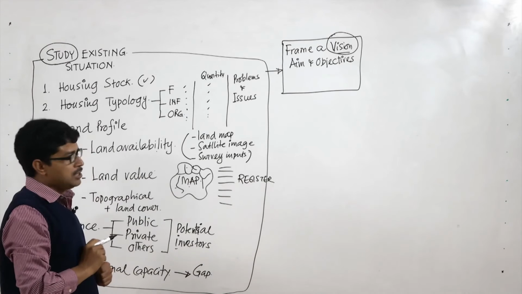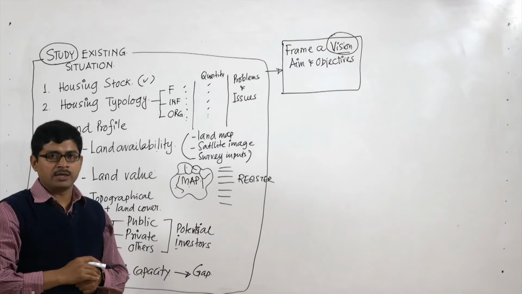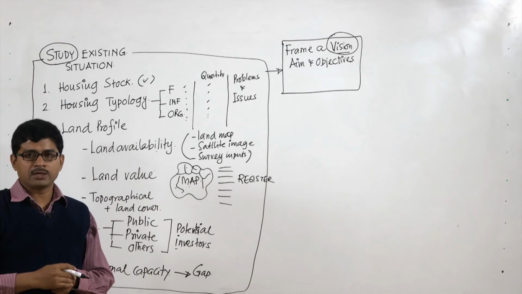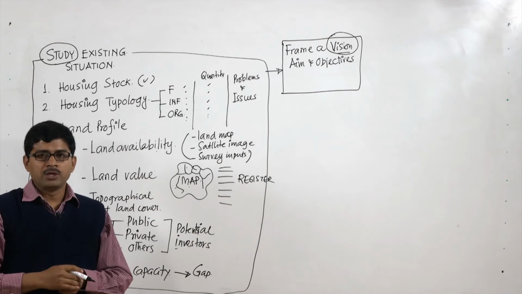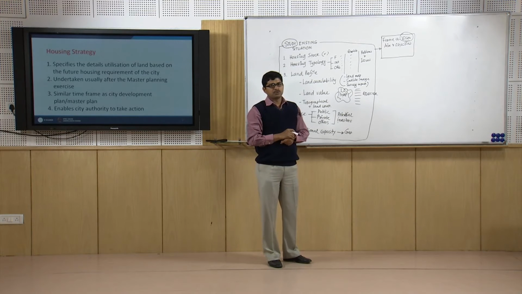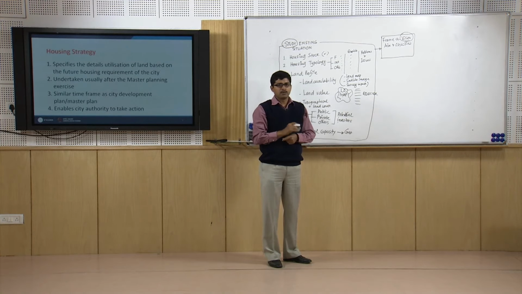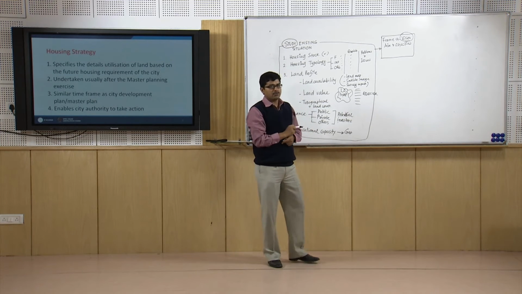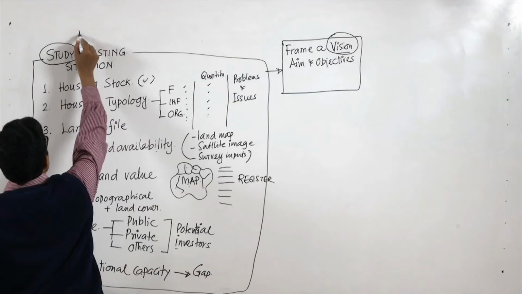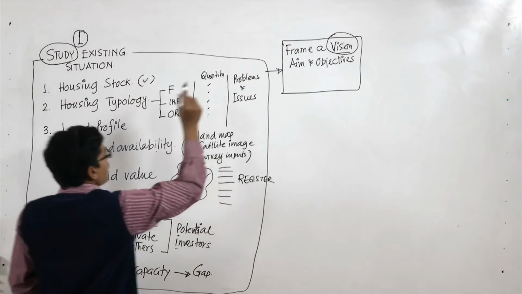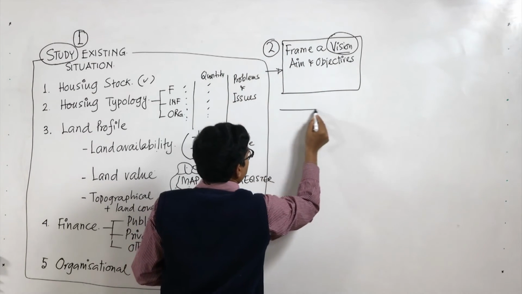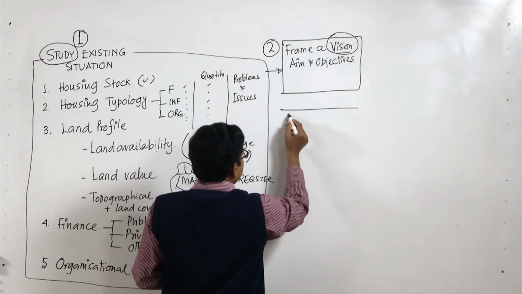The visioning exercise could be done in a participatory method using the opinions and feedback of the elected members, using the opinions from the stakeholders like private stakeholders, people who are residing in this area, people who want to migrate and want to stay there. The third stage, so the first stage is a study of the housing strategy, the second stage is the visioning exercise. The third stage is what we call analysis.